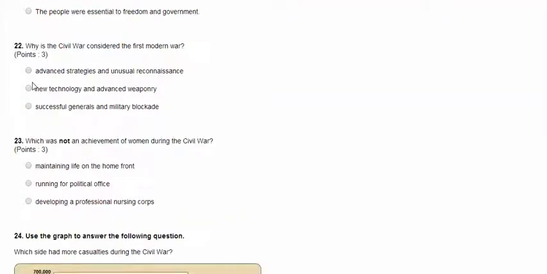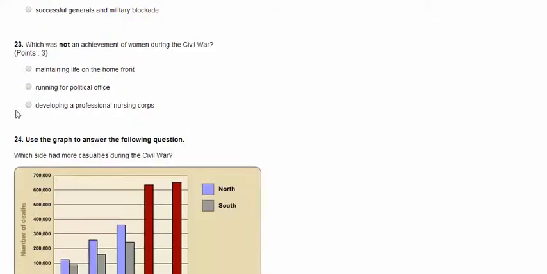Number 22, why is the Civil War considered the first modern war? Was it advanced strategies and unusual reconnaissance, new technology and advanced weaponry, or successful generals in military blockade? Number 23, which was not an achievement of women during the Civil War? Maintaining life on the home front, running for political office, or developing a professional nursing corps?